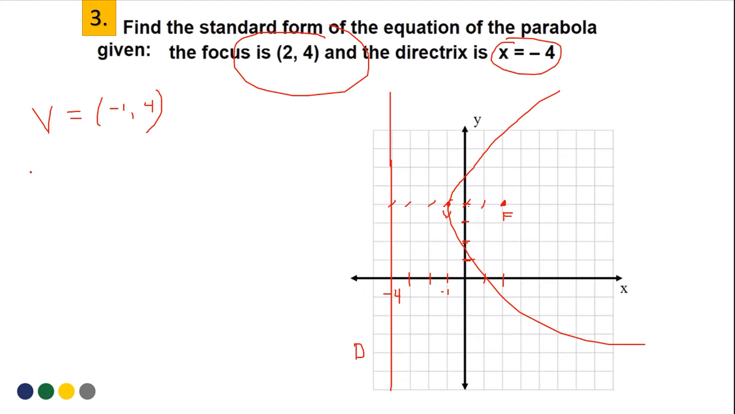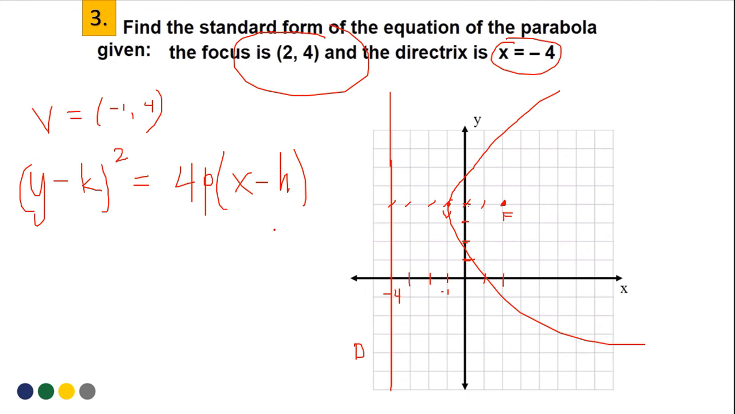So, ibig sabihin po, we're going to use y minus k squared equals 4p times x minus h. That is our original formula. What is the question here? We're going to find the standard form of the equation. So we already know the focus, the directrix, and the vertex. The vertex is not on the origin. That's why we need to use the long formula of standard form of parabola, y minus k squared.